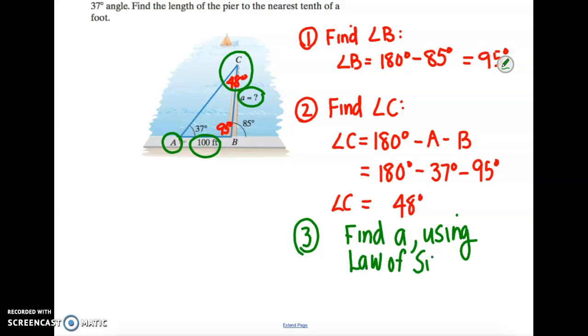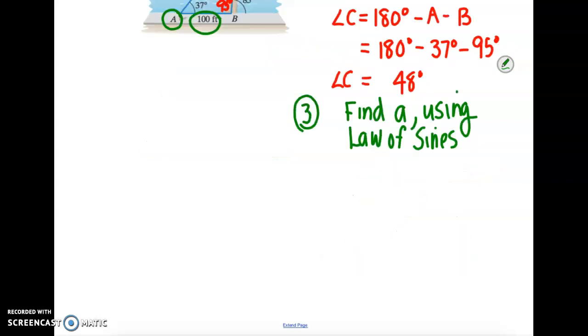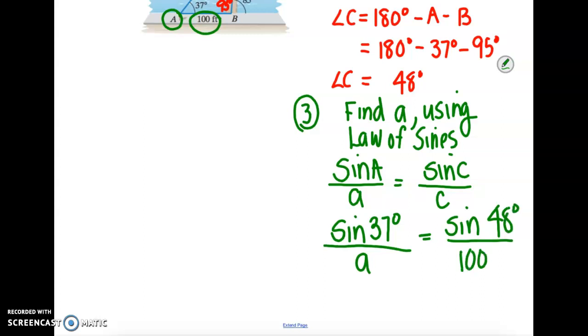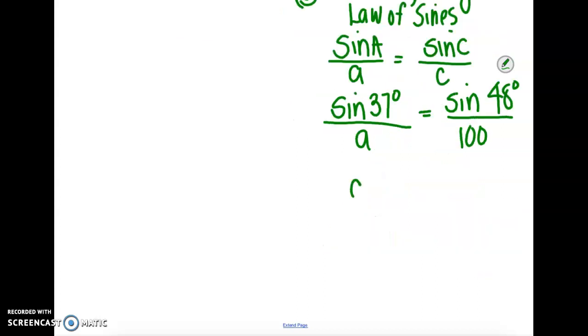So we set up our equation with our proportions. The sine of A over A equals the sine of C over C. Now we substitute in our values. Angle A is 37 degrees. Side A is what we want to find. Angle C is 48 degrees. Side C is 100.